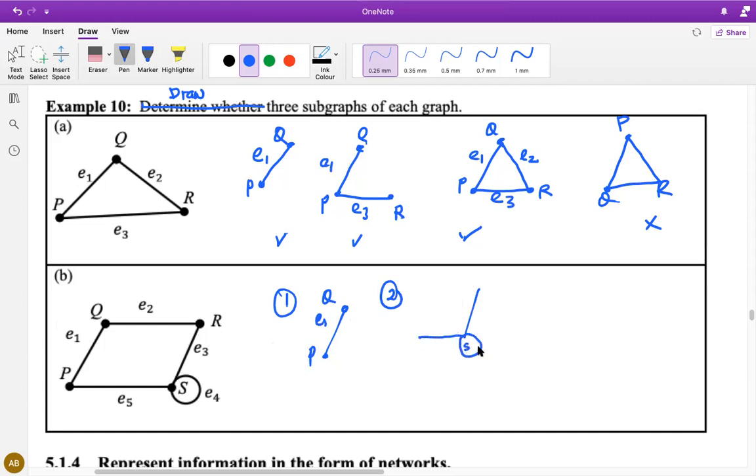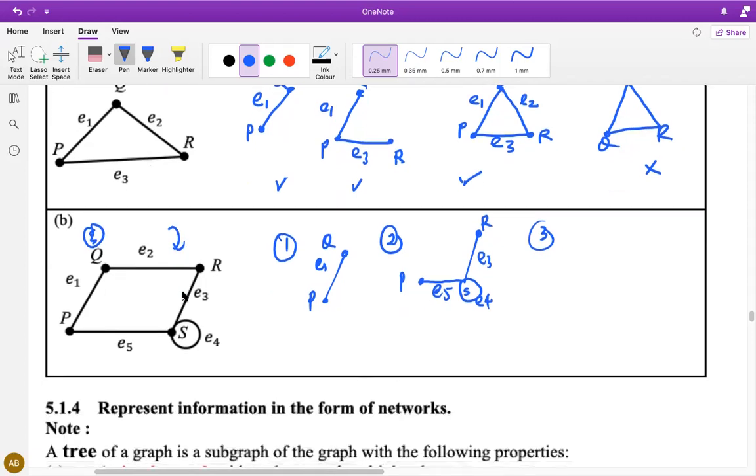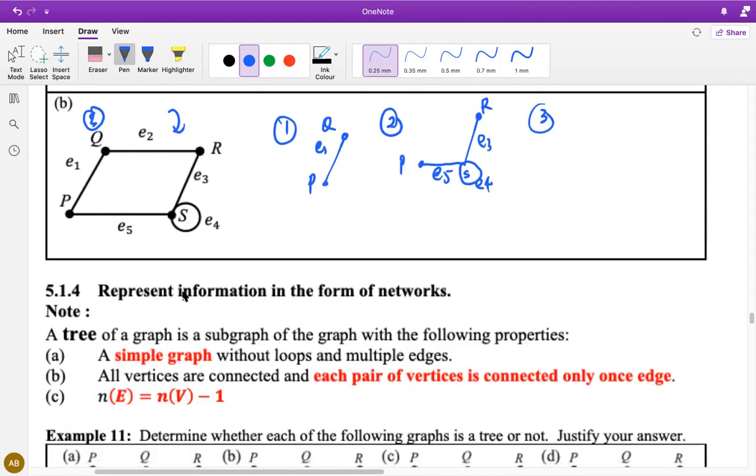Okay, so this is S. So remember to label it, label E5, and then E3, then this is R, this is P, okay? So list down everything. Then the third one, maybe you just follow exactly. This is your third graph, right? So that's how you do it. Okay, represent information in the form of networks.